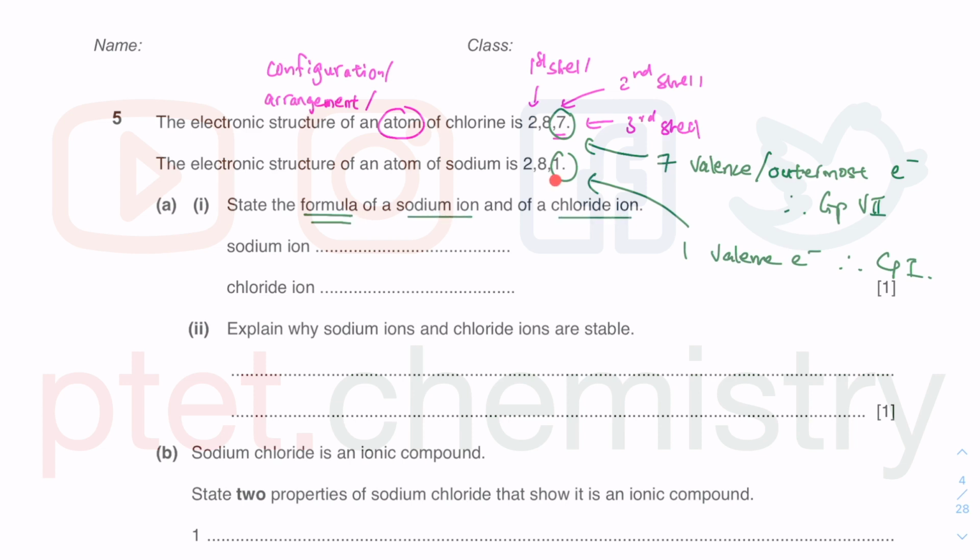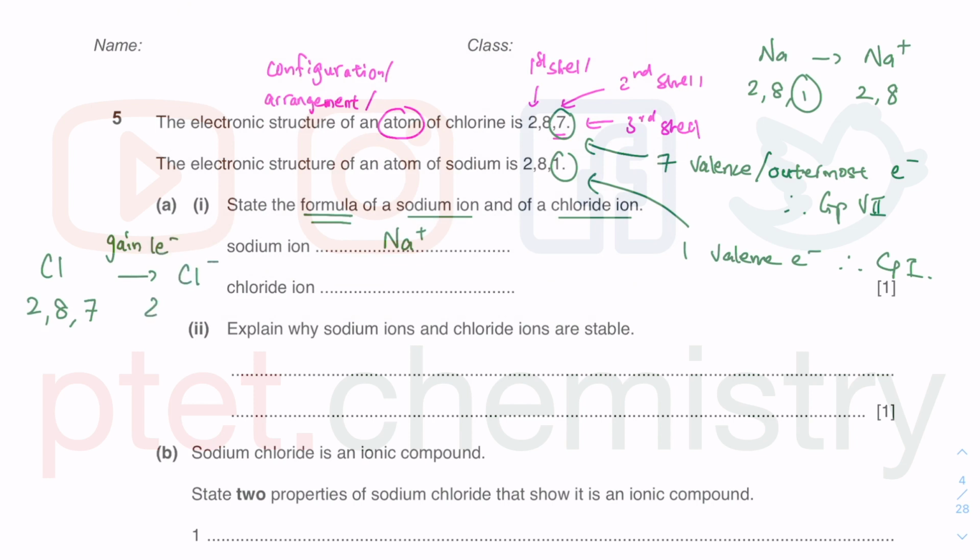This is a metal atom. Metal will want to lose electrons, so sodium becomes sodium plus, because 2,8,1 becomes 2,8. You lose the 1 outer shell electron, and therefore you get Na plus. As for Cl minus, Cl is 2,8,7. It gains 1 electron to complete the outer shell. You get Cl minus, which is 2,8,8. So it's Cl minus because you gain 1 electron.